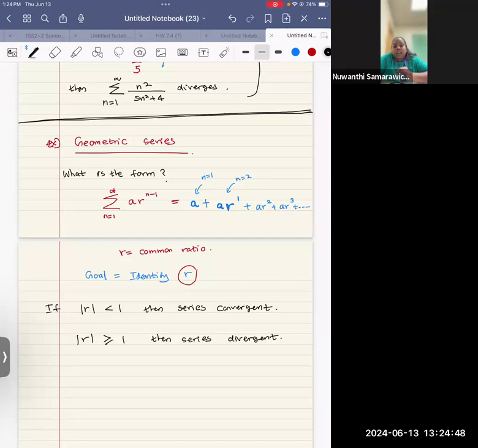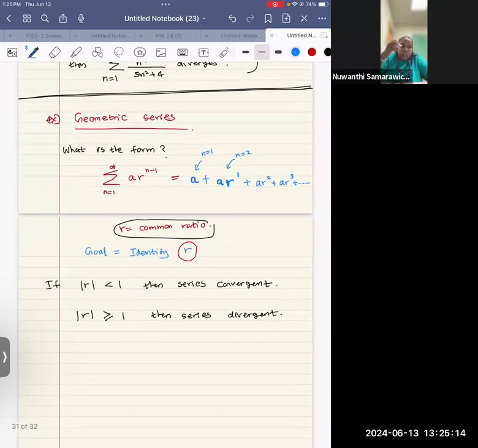So now here you will see in a geometric series, depending on the common ratio, we can say either it is convergent or divergent. But in the previous one, the divergence test, we can only say whether the series is divergent. We cannot say whether it is convergent or the other way around. Okay, so let's do an example for this.